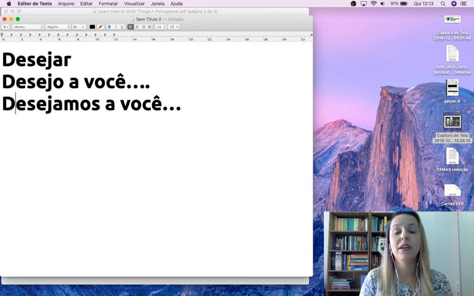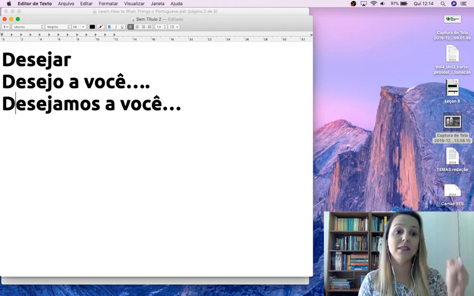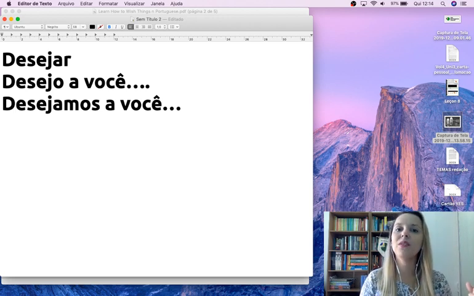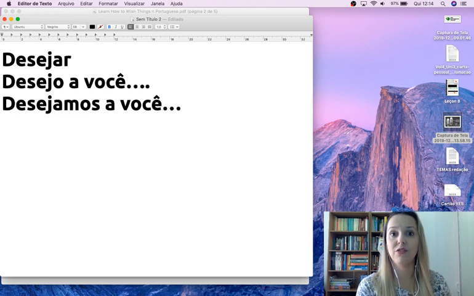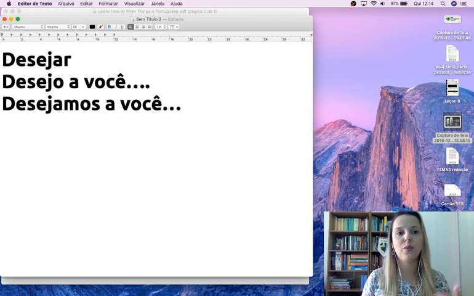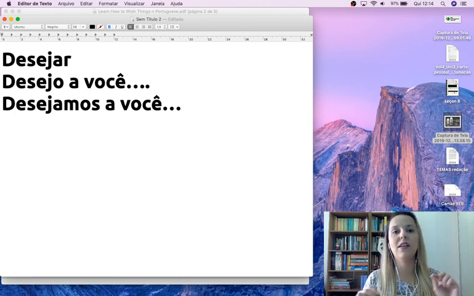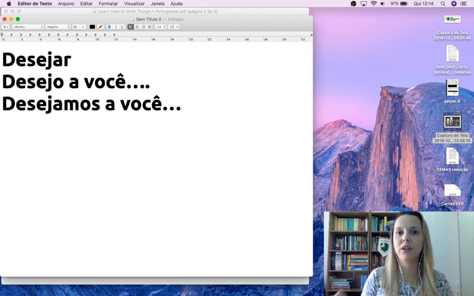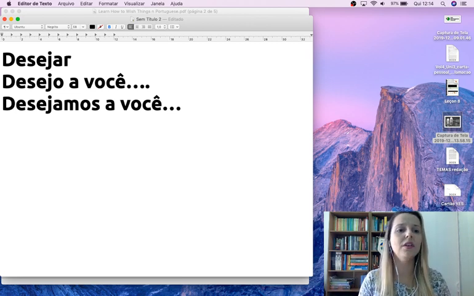Because in Portuguese, guys, we can omit the pronoun or the subject of the verb. We can use only the verb without the subject. So we don't have to always put eu, você, nós, eles before the verb. And why so? Because in Portuguese we have conjugations, which means we have these differences in the way the verb behaves in each person.